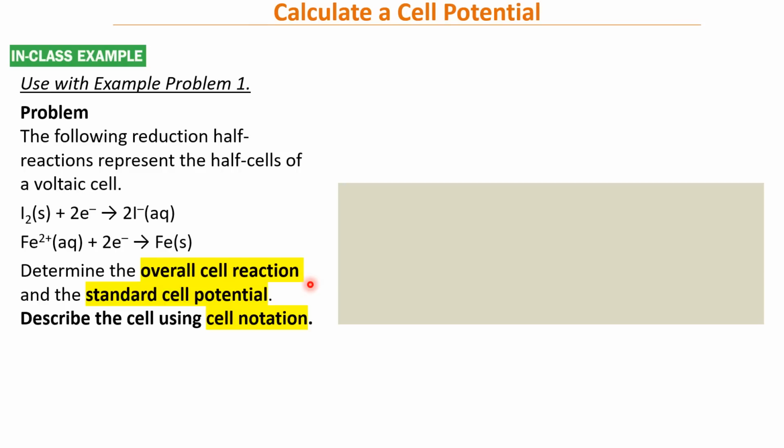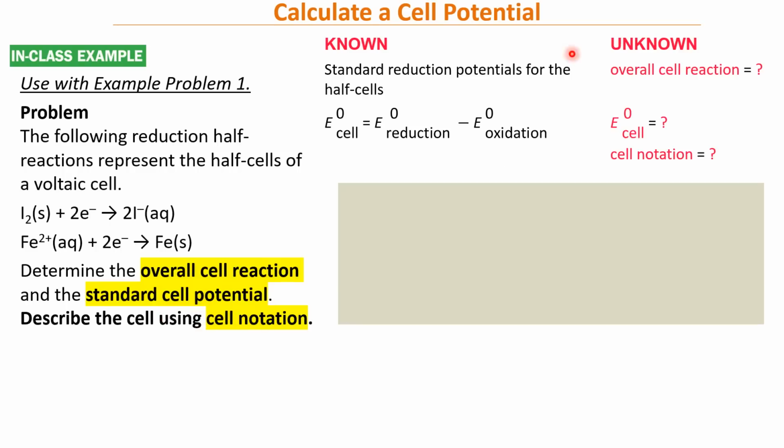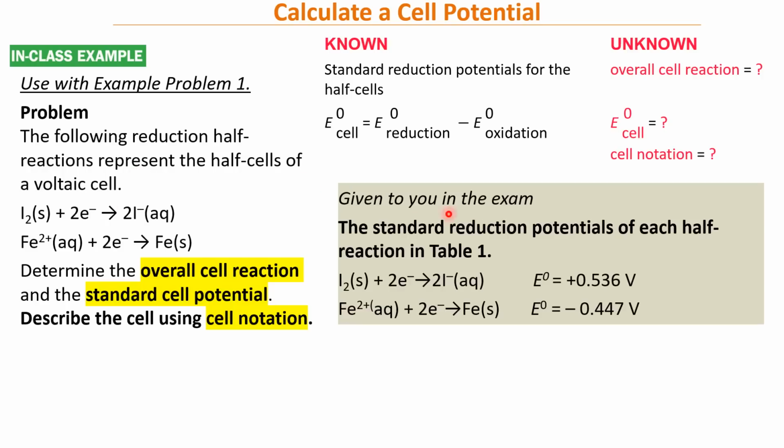So, here's an example. This problem says the following reduction half reactions represent the half cells of a voltaic cell. So these are the half cells of a voltaic cell. Okay. What they want you to do is to do the following. Determine the overall cell reaction. Okay. The standard cell potential, which is E naught cell, and describe the cell using the cell notation. So basically, this is what you don't know, the overall cell reaction, E naught of the cell, and the cell notation. So we want three things from here, okay? And this is given to you, okay? This will be given to you. So the standard reduction potentials for each half cell is given to you here, okay?